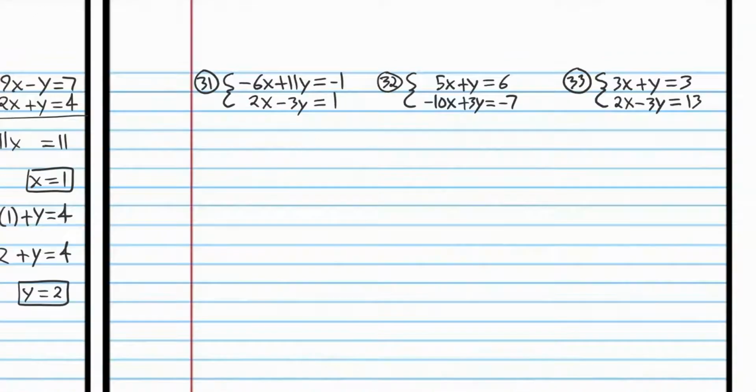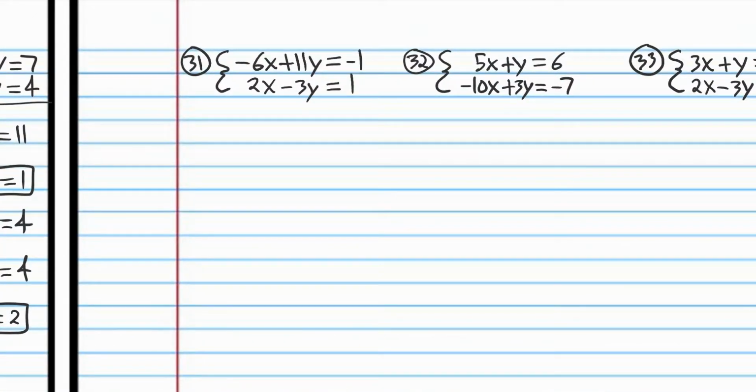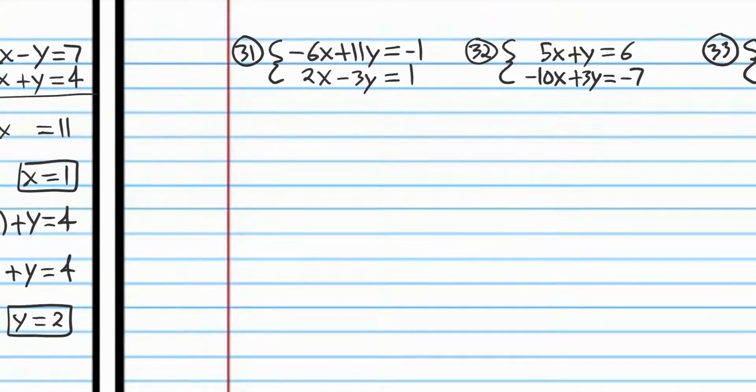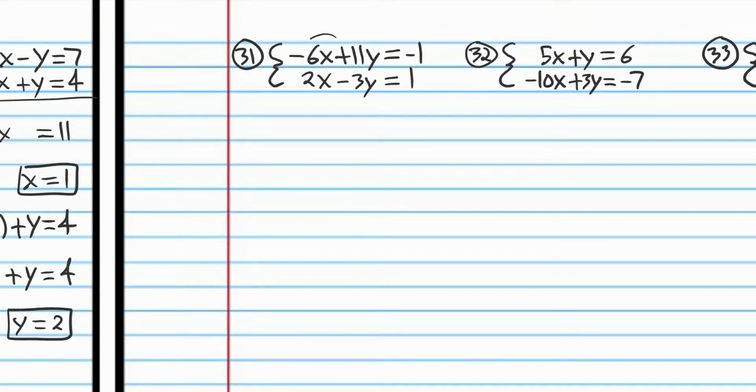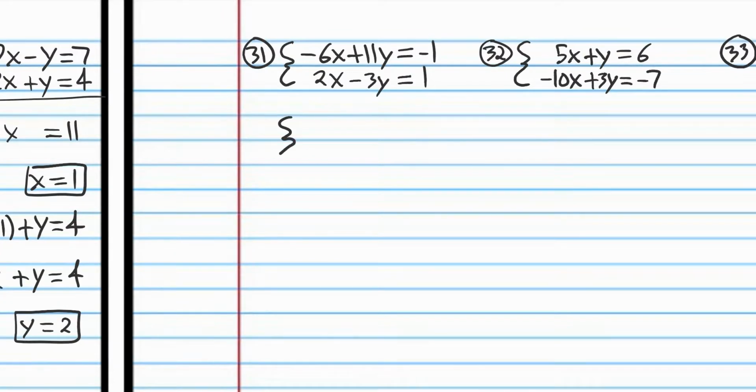All right, so now I'm going to start to speed up here because I don't want you to think that it takes a long time to solve these. It really doesn't. So again, we cannot eliminate. We need these coefficients to be the same. So if I multiply the bottom equation by 3, I'm just going to rewrite the top equation. And we're multiplying the bottom equation by 3.